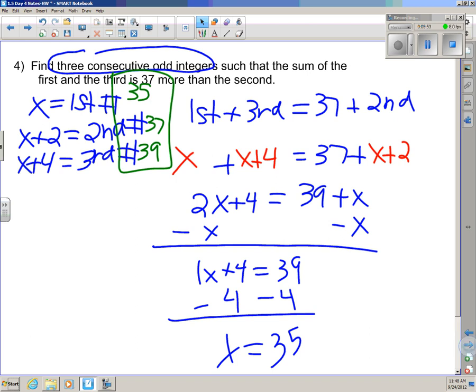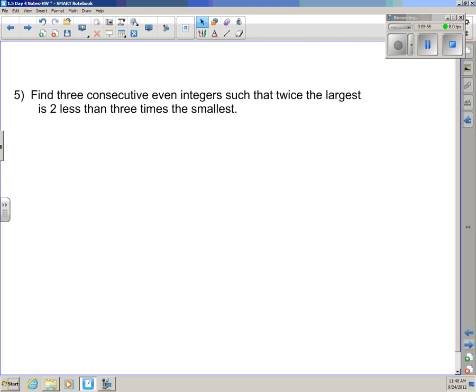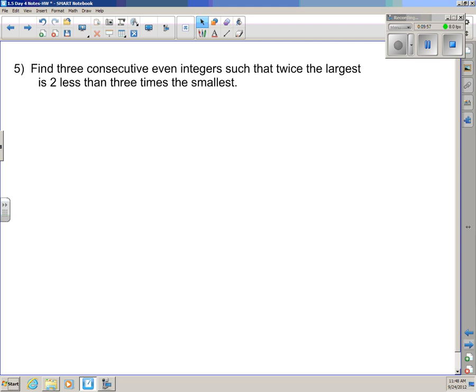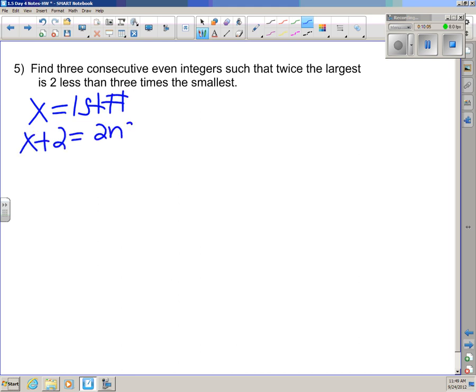All right, here is the last one. Find 3 consecutive even. I'm going to stop actually right there. Consecutive evens. So my first number is always x. It's every other number. The second number is x plus 2, and the third number is x plus 4. Okay, now let's see if we can figure out the writing part.